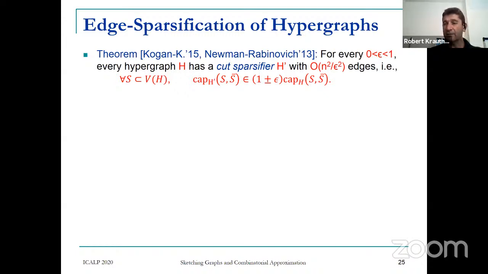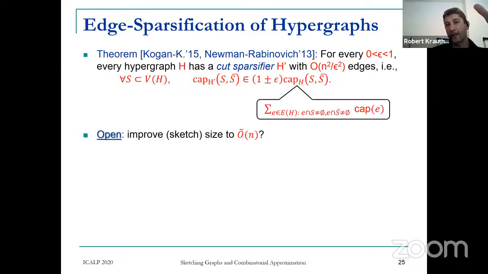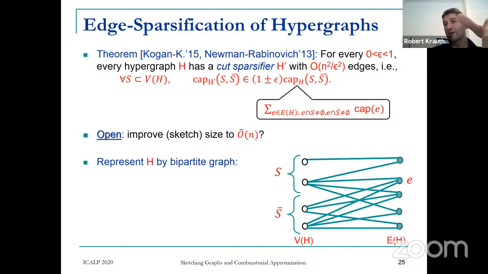And this is about the hypergraph specification that I mentioned in the beginning. So now it's not about vertex specification, it's about hypergraphs. And this is the theorem I told you I have with Dima Kogan. So this is the statement of the theorem. And it's open to improve the bound from n squared that you see here to order n. Wide open.